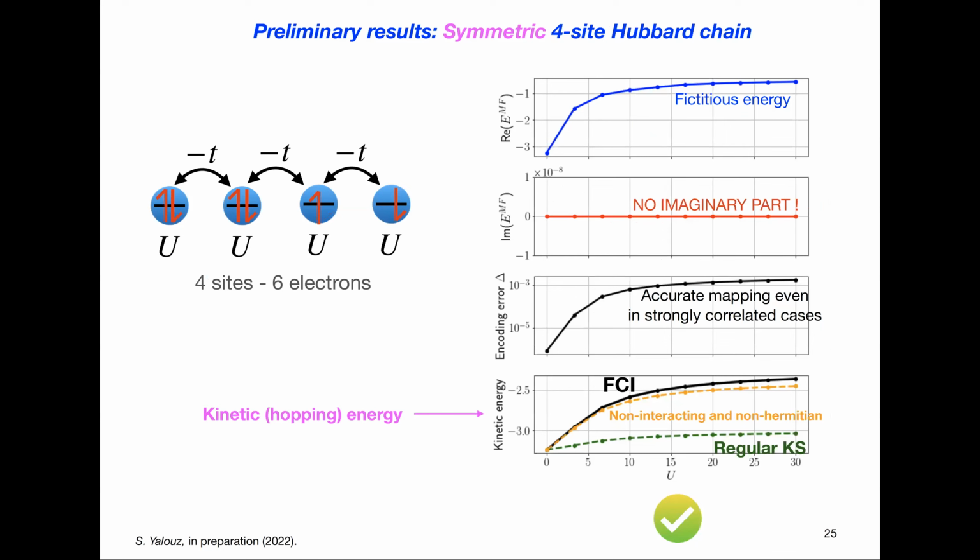Then we moved on to more sites, so 4 sites now, and then something interesting happened: it was not possible with the ansatz we proposed to map exactly the density matrix. However, we still have real energies, and if you compute the kinetic energy, the orange one is what you get with the ansatz I just presented with the non-hermiticity, and the green one is what you get with the regular Kohn-Sham density matrix. And you see really the substantial improvement, okay? So it clearly means that this ansatz is not completely stupid, because it can capture electron correlation. And I found that quite promising.